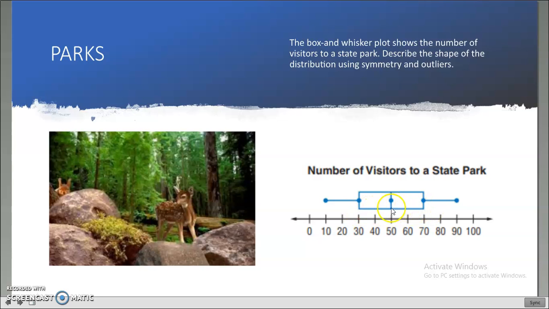From 50 to 70, that's about 20. 70 to 90, that's about 20. 30 to 50, that's about 20, and 10 to 30 is about 20. So they're all equal, so this is definitely symmetric. And I don't see any outliers.